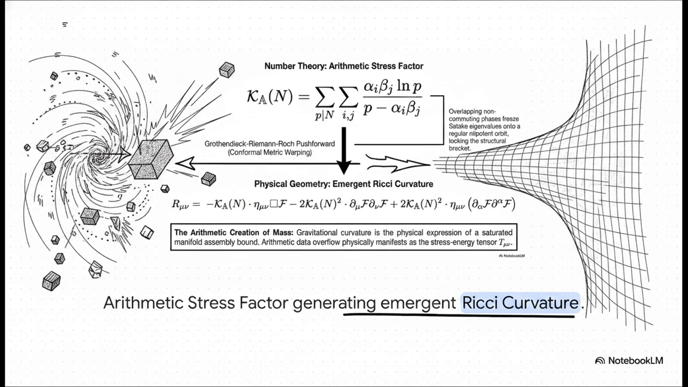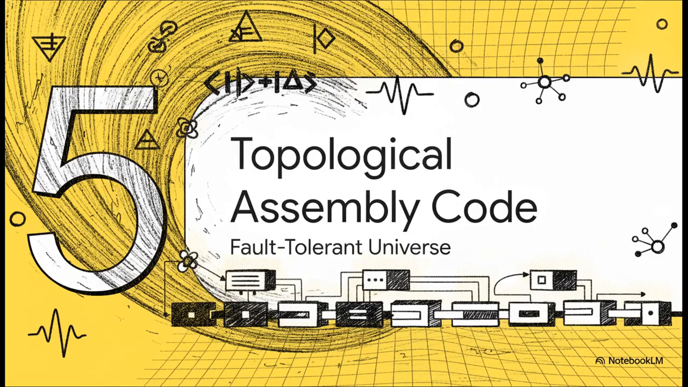Let that sink in for a second. Gravitational curvature is literally the physical expression of a saturated manifold assembly bound. Which perfectly sets up our final section, part 5, the topological assembly code, a fault-tolerant universe.